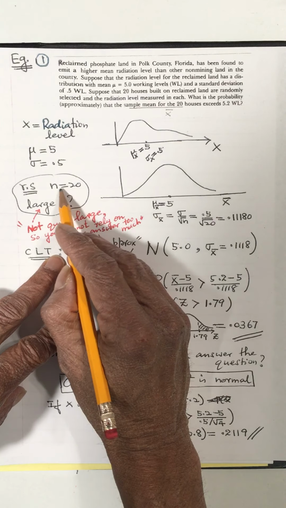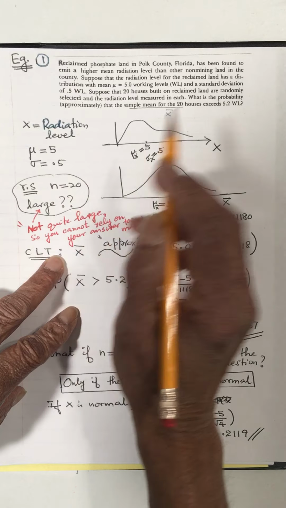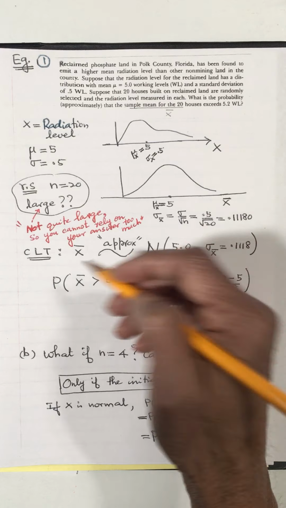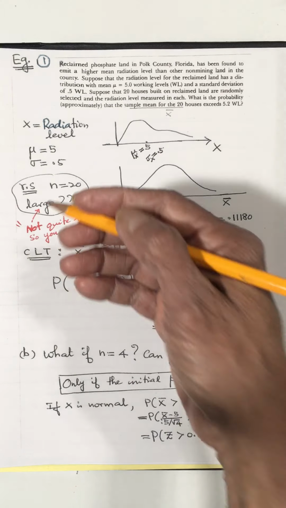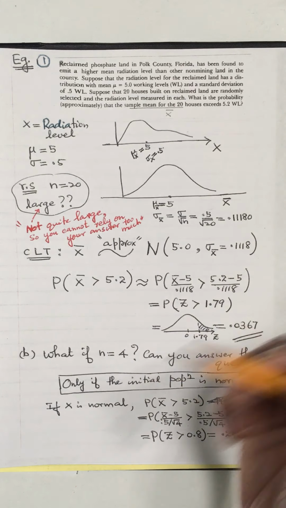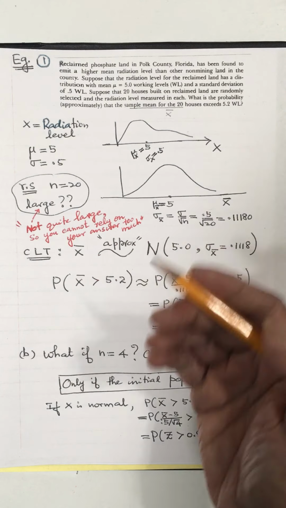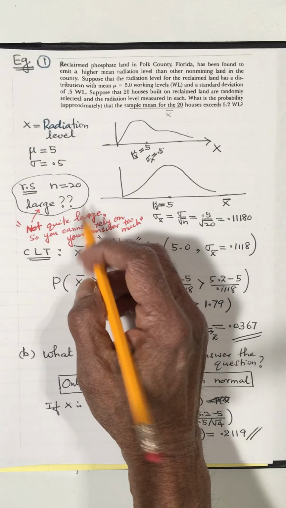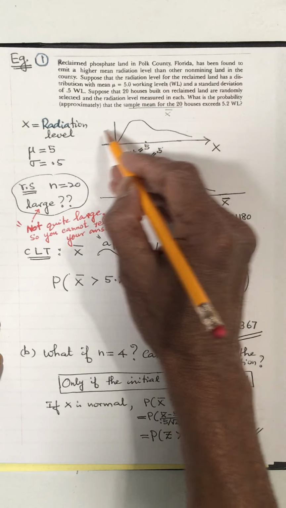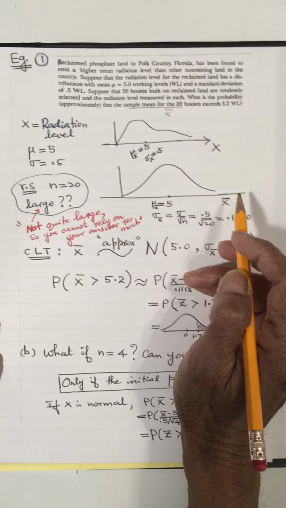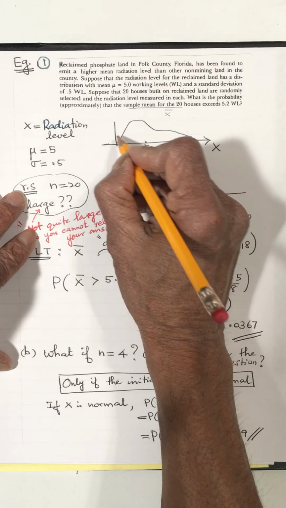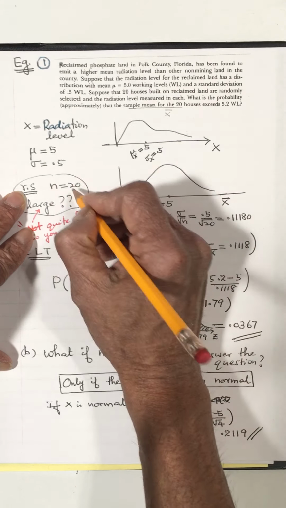So the question is now this 20. According to what we said before, it's not quite large actually. But there's no other way we can do it, so we're going to use the central limit theorem anyway, but you cannot rely too much on the answer because your sample size is not that large. Unless you know that this curve is a smooth, symmetric, normal curve, then it is a different story. In that case you don't need a large n. If this is already a normal curve, then n could be anything.